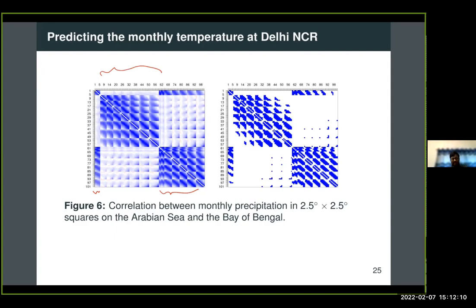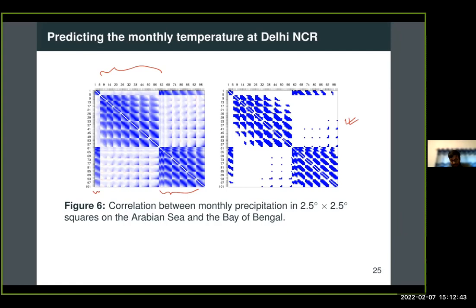So this is the weather data. Of course there will be trends and seasonal effects, so we removed all those things, and we're working with the residuals after removing the trends and seasonality. And then this is the correlation matrix between those residuals. Each coordinate here signifies a particular 2.5 cross 2.5 degree box on the Arabian Sea and the Bay of Bengal. So this is the estimated graph from here.